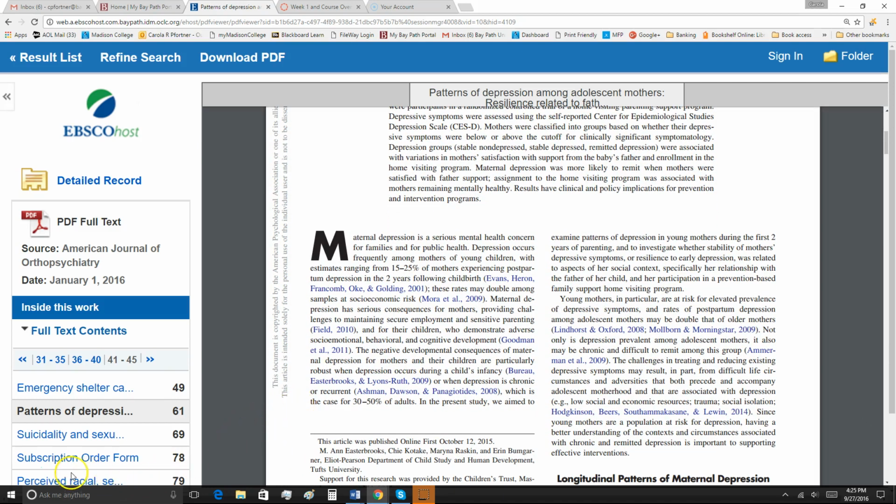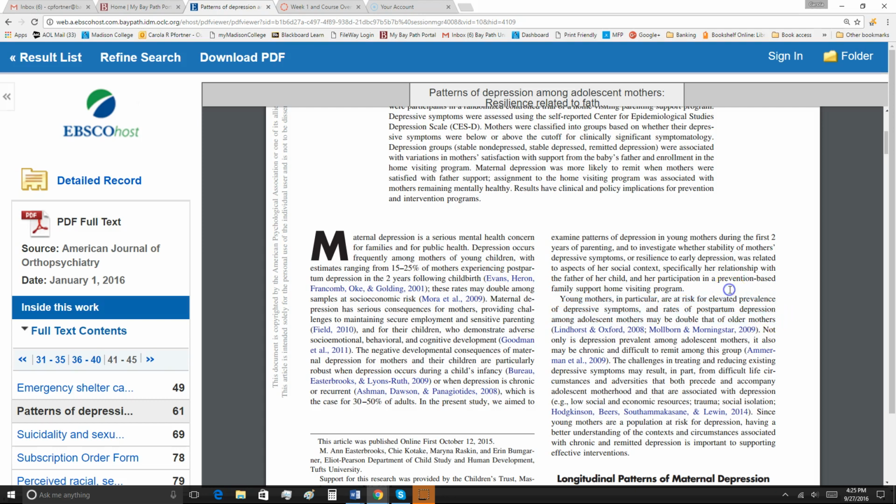And so as I'm reading the introduction, it's helpful for me to take a look at some bits of information that are helpful for me to know. So I'm going to look here at young mothers in particular at risk for elevated prevalence of depressive symptoms. And look at that. Postpartum depression among adolescent mothers may be double that of older mothers. So if I had this as a text, I would highlight that. So I might later go back and use this as a paraphrase.